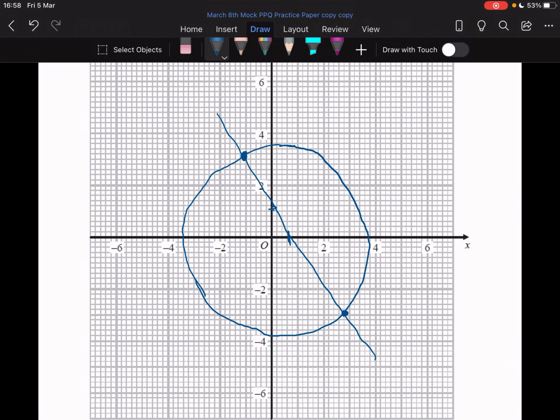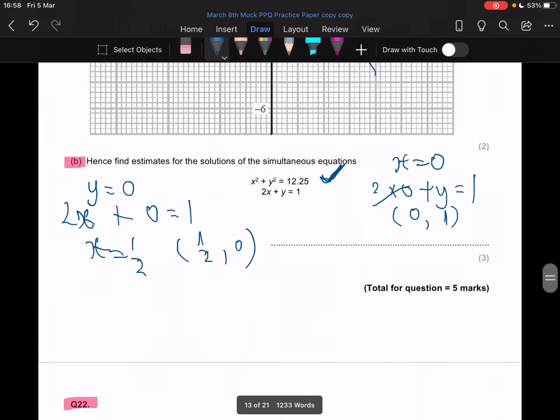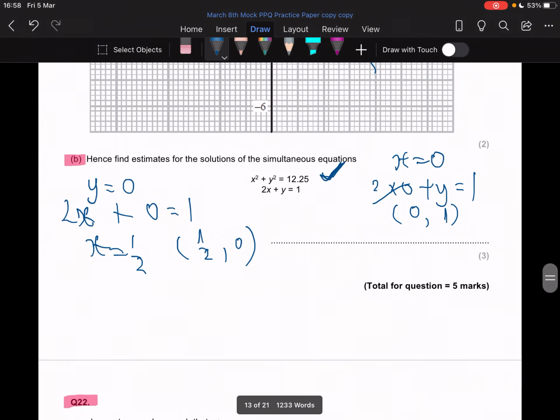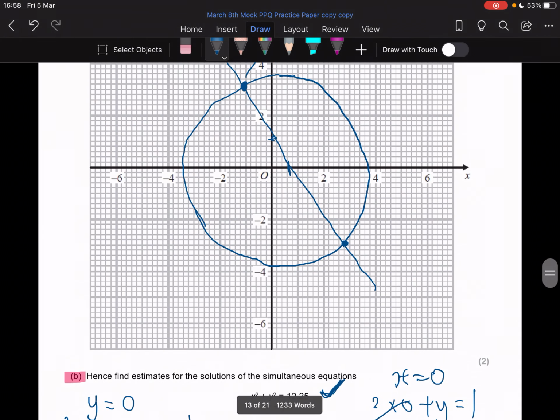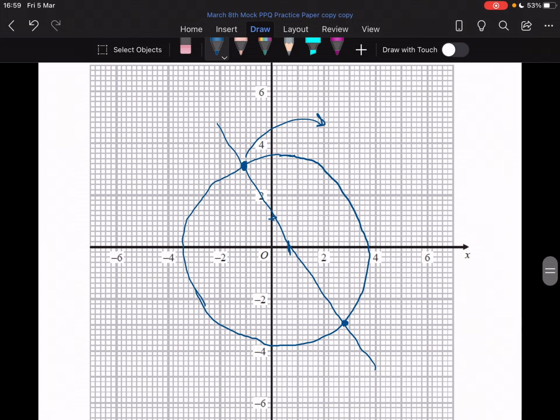All right, so let's see this one. Is it asking us for the coordinates? What does it say? Estimates for the solutions. We would say them as x equals 2 and y equals 2. We don't give them as a coordinate because it wants solutions.